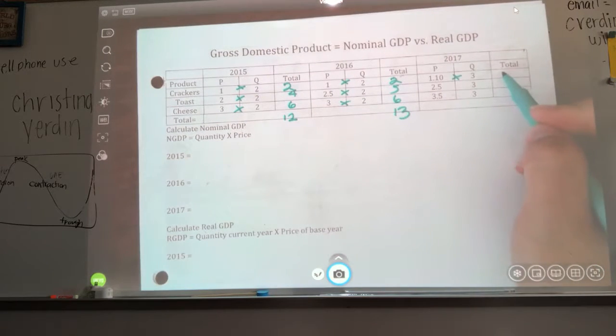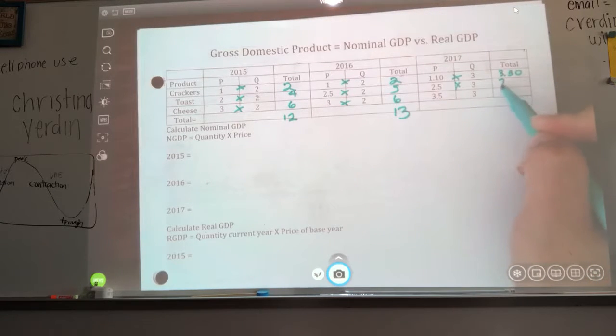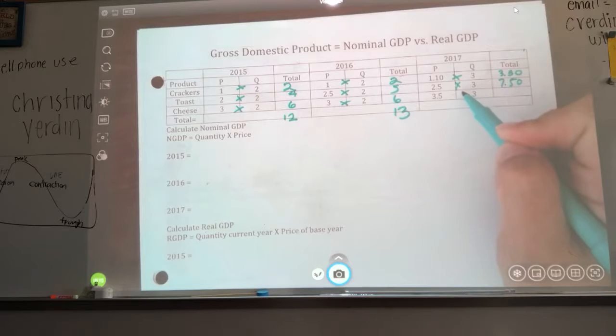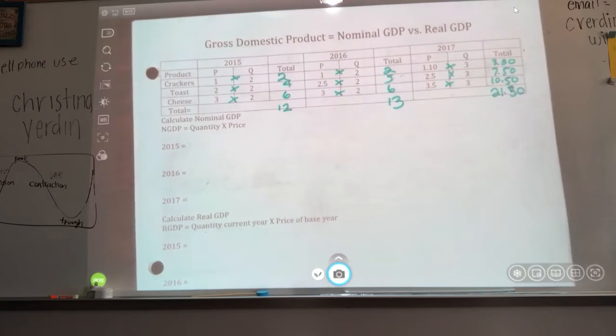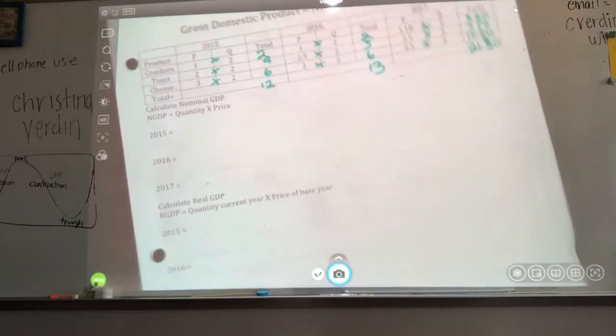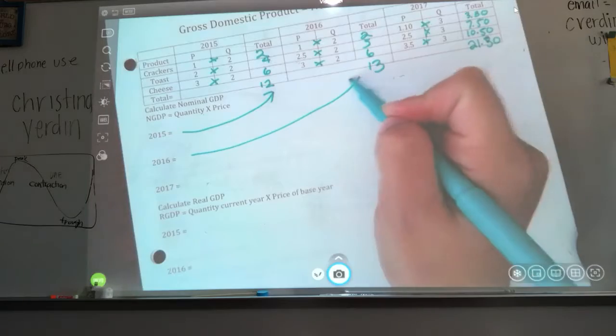What's this first one? 3.3. Okay, what's the next one? 7.5. And then the next one is 10.50, right? That gave me a total basket for that GDP of 21.3. Okay, that was hard for me to get that .3. I know we did it right here, but this is what it was asking us to do. Just set it up, there it is.